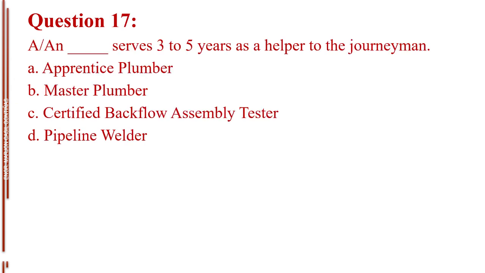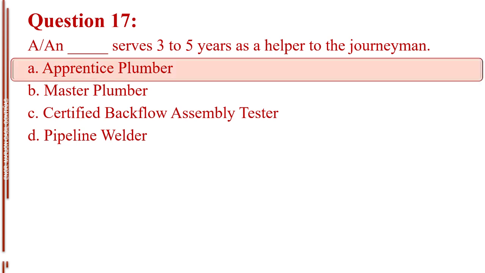Question number 17. A or in blank serves 3 to 5 years as a helper to the journeyman. Letter A, apprentice plumber. Letter B, master plumber. Letter C, certified backflow assembly tester. Letter D, pipeline welder. The answer is letter A, apprentice plumber.